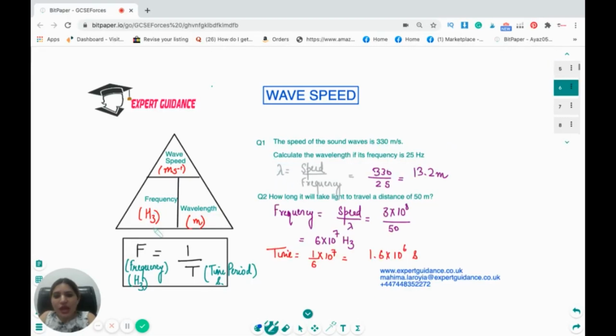Now see, if we rearrange this formula, the wavelength is given by wave speed over the frequency. The wave speed is 330. The frequency is 25. So our wavelength is 13.2 meters.